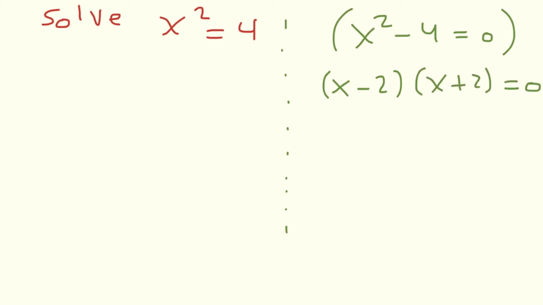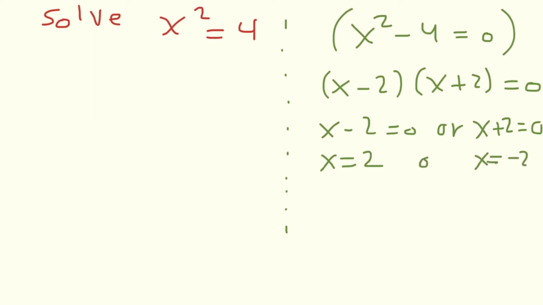That's equal to 0, right? And that means it's either this factor equal to 0 or this factor equal to 0. So x minus 2 equals 0 or x plus 2 equals 0. And here that means x equals 2, and here x equals minus 2. Okay, so I have these two solutions, 2 or minus 2. I solved this by factoring.